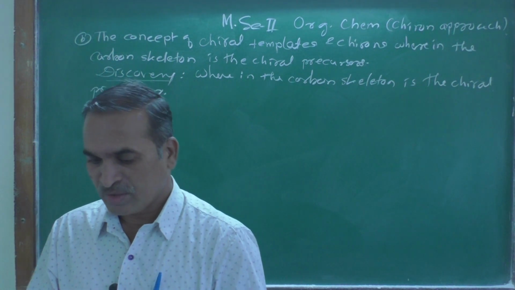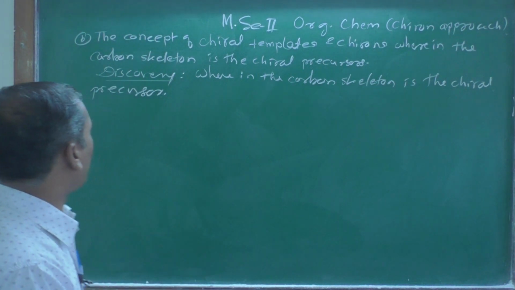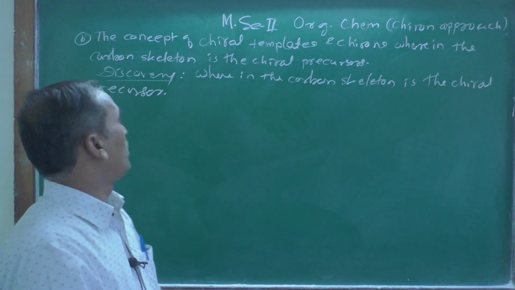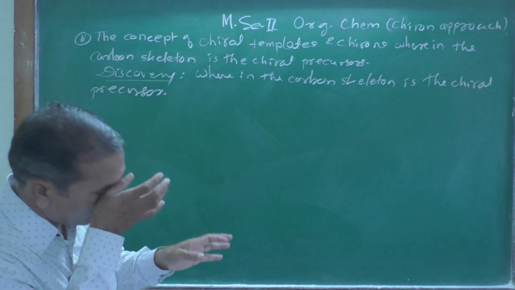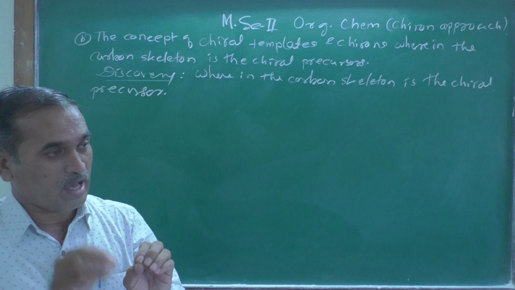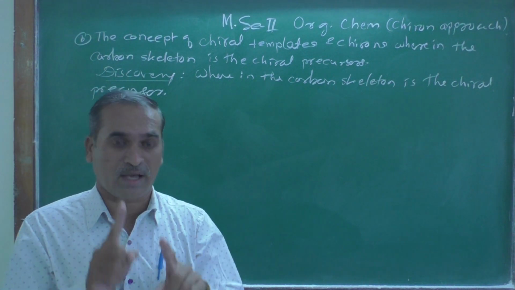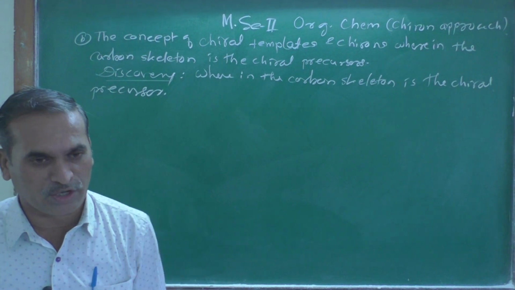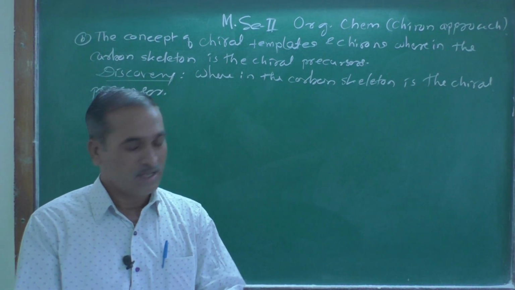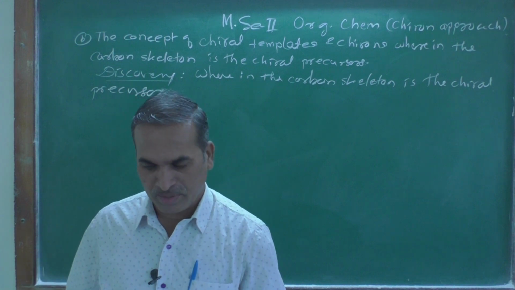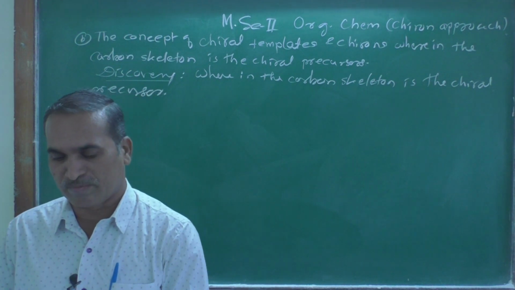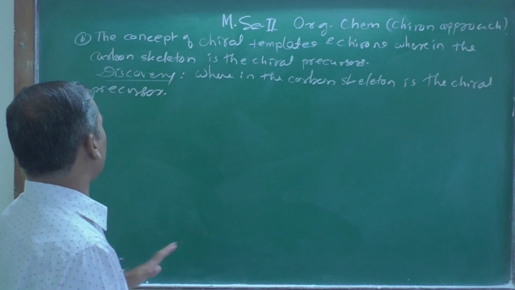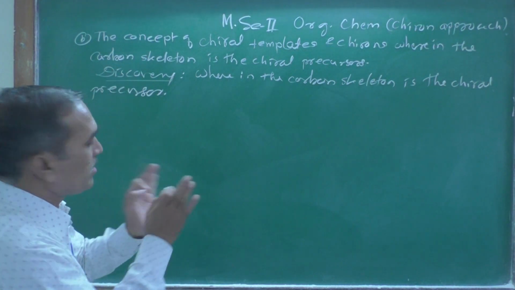Today we are going to start a new point, that is a discovery wherein the carbon skeleton is the chiral precursor. I have already told you about chiral and chirality. A chiral compound means a carbon atom carrying four different groups, and these are optically active in nature, which is one of the important properties. Let us see here the chiral precursor.